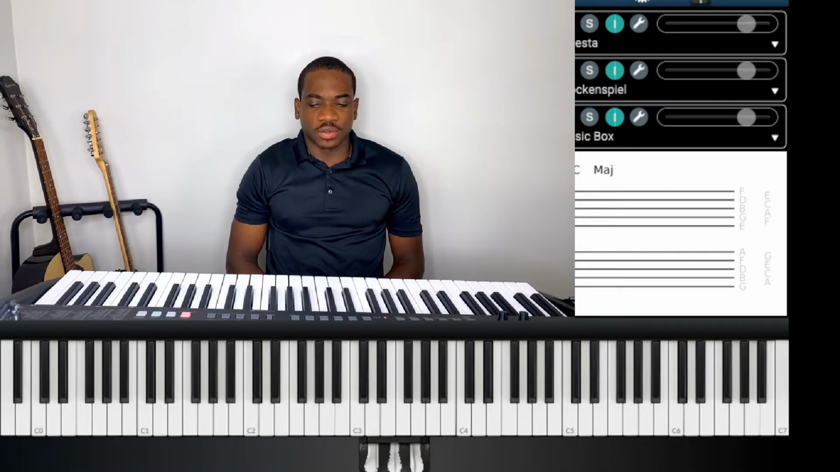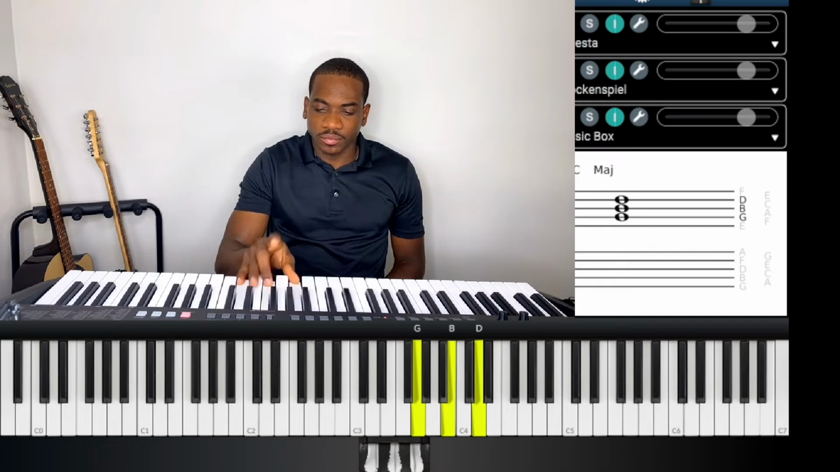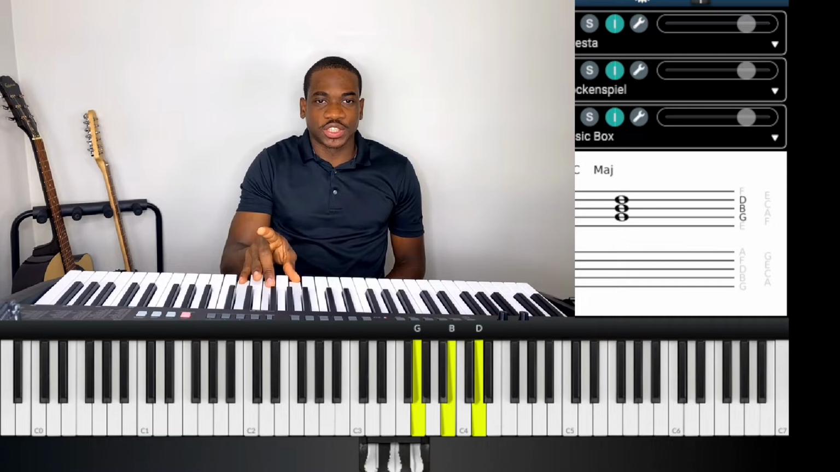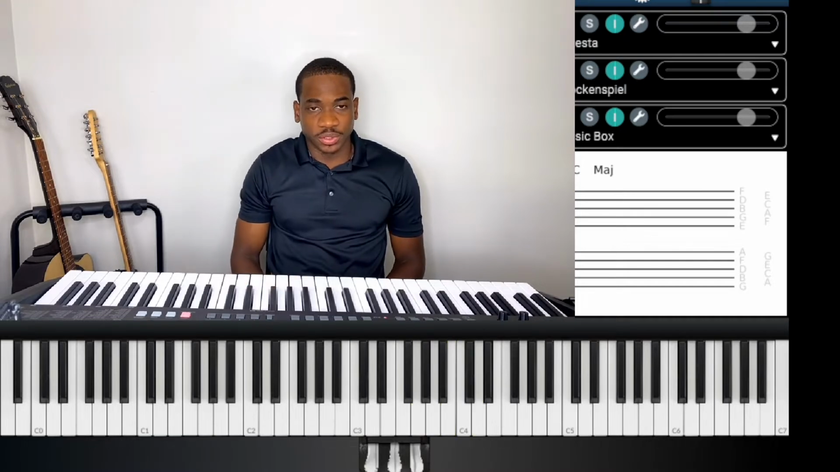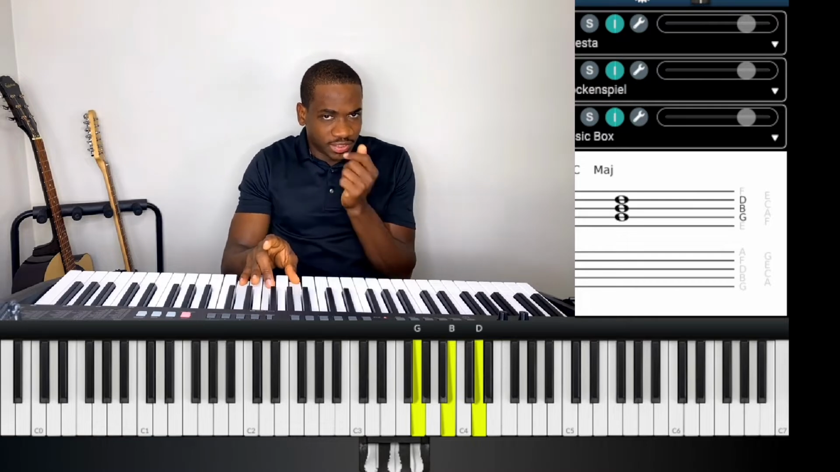Then now we'll go to the sol chord. This is your sol chord. Sol ti re. That's your sol chord. Sol ti re. That's the root position. So you do this 50 times as well.